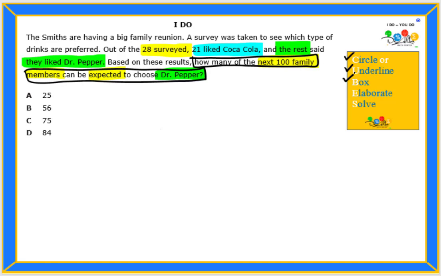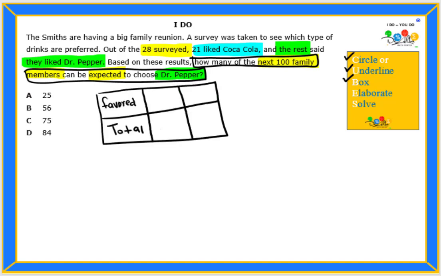And now we want to elaborate. So to elaborate, I am going to make a table with my information. In my table, I'm going to put the favorable outcome over the total. And here they're asking about Dr. Pepper. So we want to know about Dr. Pepper out of the total.